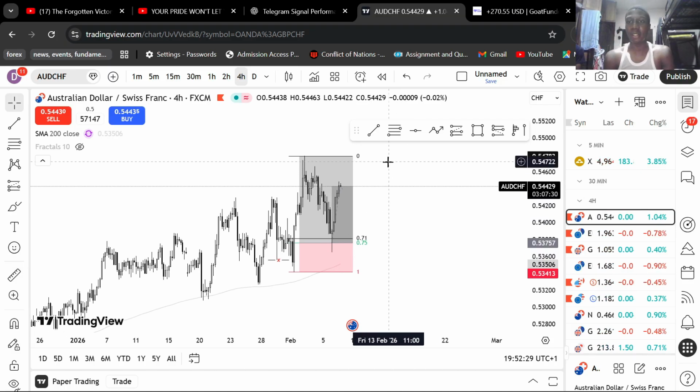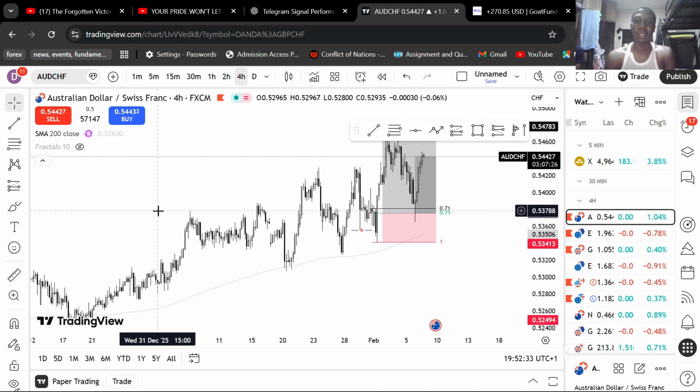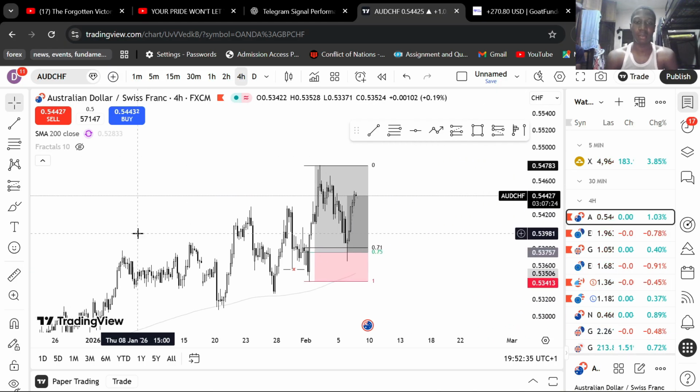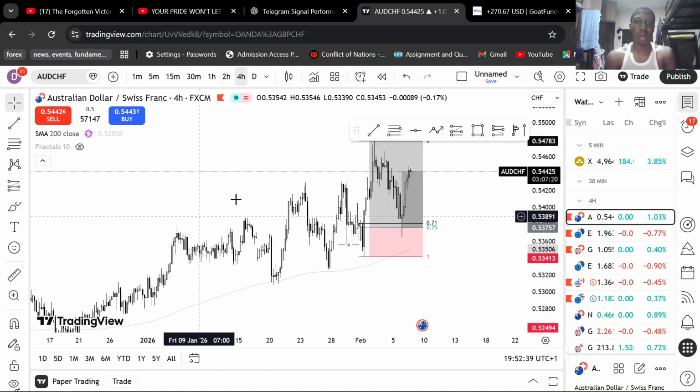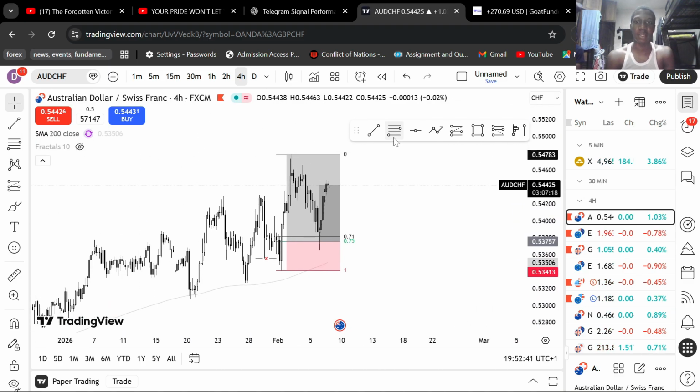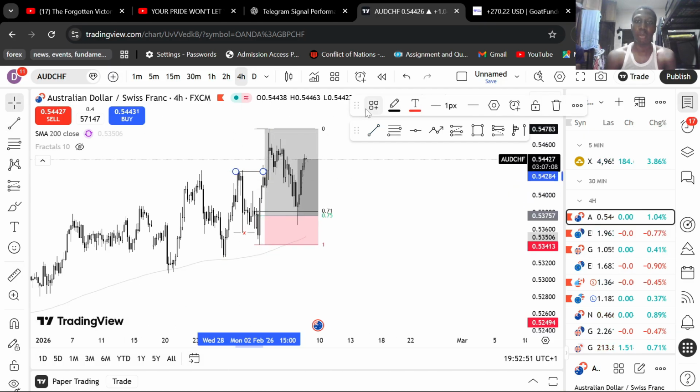First of all, we identify the trend. The strategy is very trend reliant. It has to be in line with the trend. So as you can see on ADCHF, we're in an uptrend, so I'm only looking for buys. And next, once I've identified the trend, I look for a proper break of structure, which we had over here, with candle closures above this higher high.